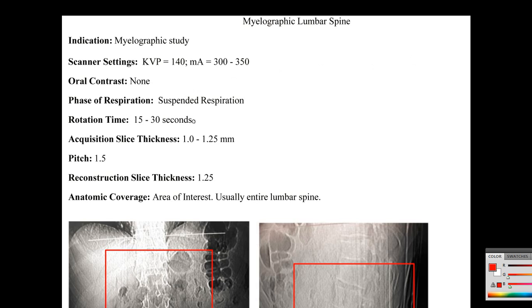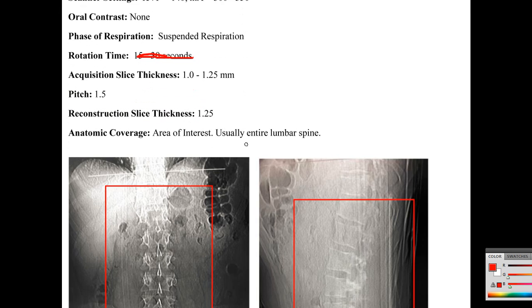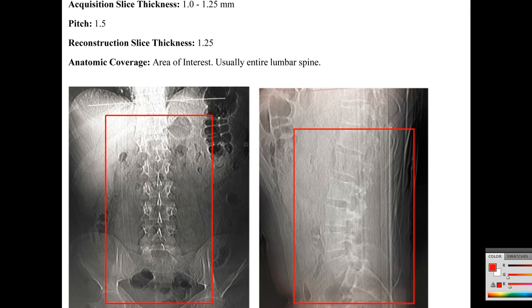Rotation time is once again very high, so just mark this out and don't worry about the rotation time for this. As we can see, the acquisition slice thickness is 1.0 to 1.25, and we're going to recon at 1.25. So we're wanting to utilize these very, very tiny slice thicknesses for this based on what we're trying to visualize.